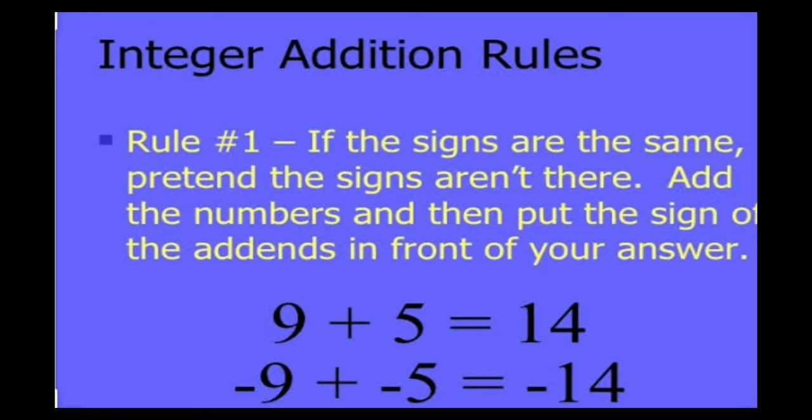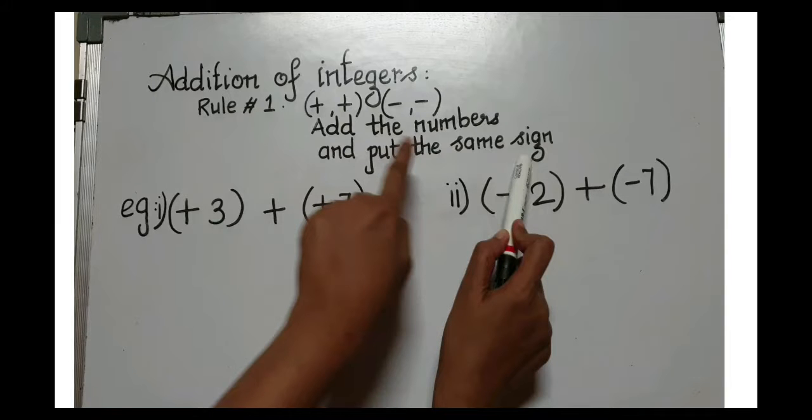So according to rule number 1, you can just pretend that there are no signs only when both the integers are either positive or negative. So you can use this rule only in this particular case. Either both the integers should be positive or both should be negative. So let's see a video where I'll be explaining to you how exactly you are going to use this rule.